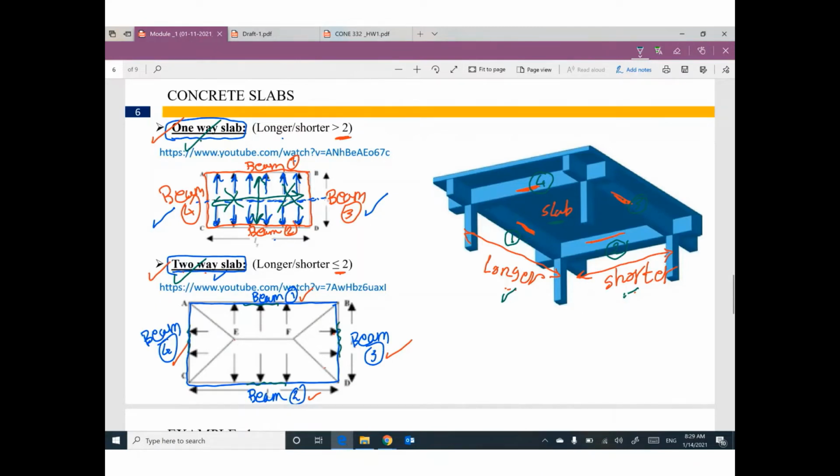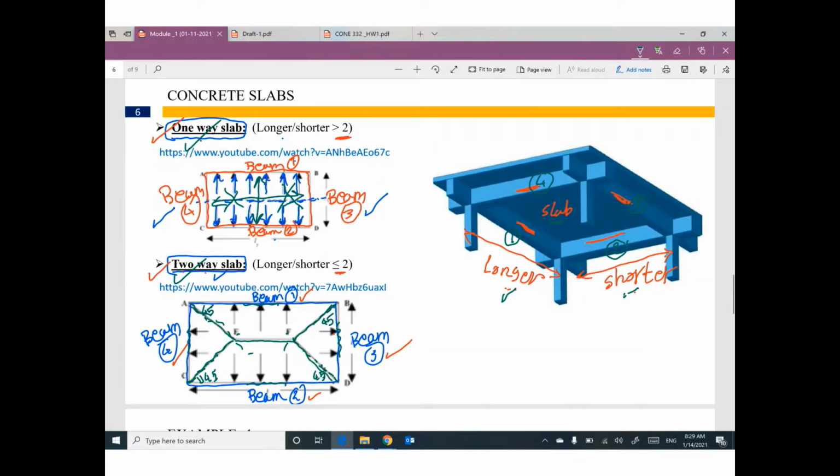If we are talking about two-way slab, it's very simple. At this corner, please go ahead and draw a line with angle 45 degree. Another line with angle 45 degree. Another line with angle 45 degree. At this corner, draw a line with angle 45 degree. Extend these lines. You can draw an envelope like this.